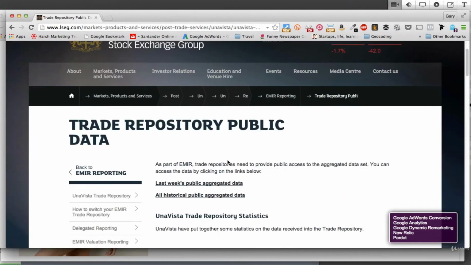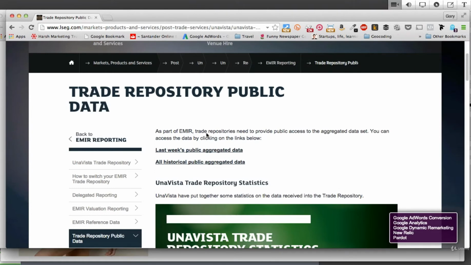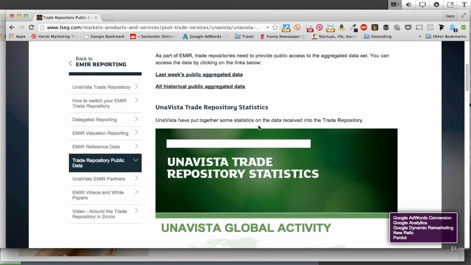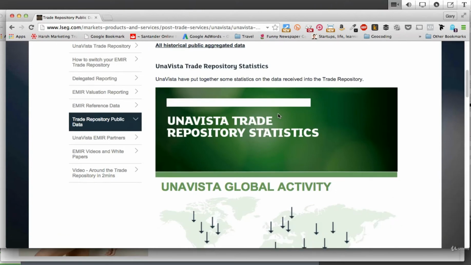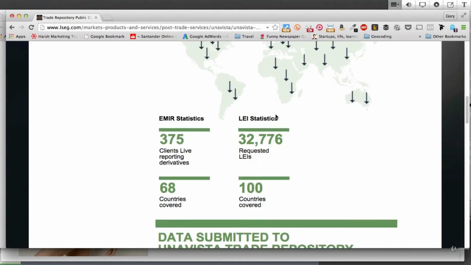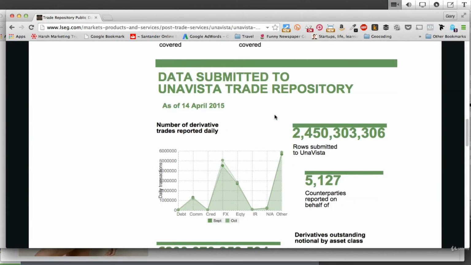so you'll see as part of EMIR, and these are the regulations that came in, trade repository needs to provide public access to the aggregated data set. So you can actually download this aggregated data, but more importantly they have to publish their statistics. And I'm just going to scroll down and show you here how much data has actually been submitted. So as I say, this went live on the 12th of Feb 2014, and as you can see here, these are the different asset classes that are used in the financial services industry, but we're looking at roughly, you say, 6 to 10 million transactions a day are being reported.